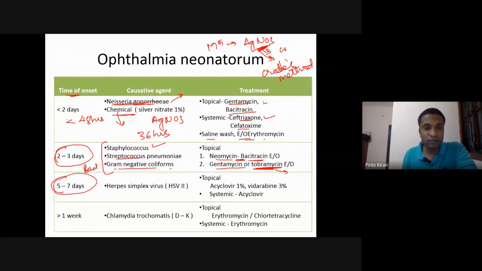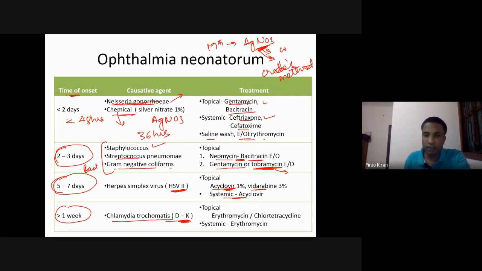When the duration of onset is between 5 to 7 days, the cause is herpes simplex, especially the HSV2 type, that causes the ophthalmia neonatorum. The treatment option is acyclovir. You have to remember, topical vidarabine, and systemically you have to give acyclovir. When the onset is after 1 week of birth, it's purely because of chlamydial infection. Treatment of choice: erythromycin, tetracycline, or systemic erythromycin needs to be given.